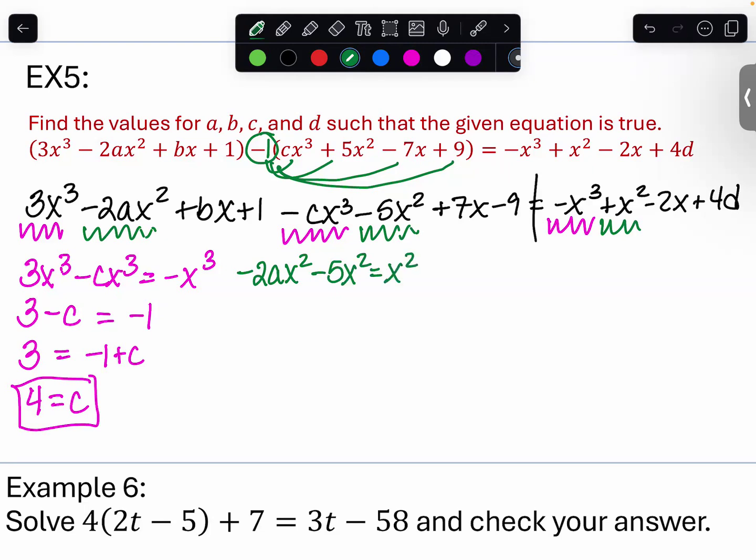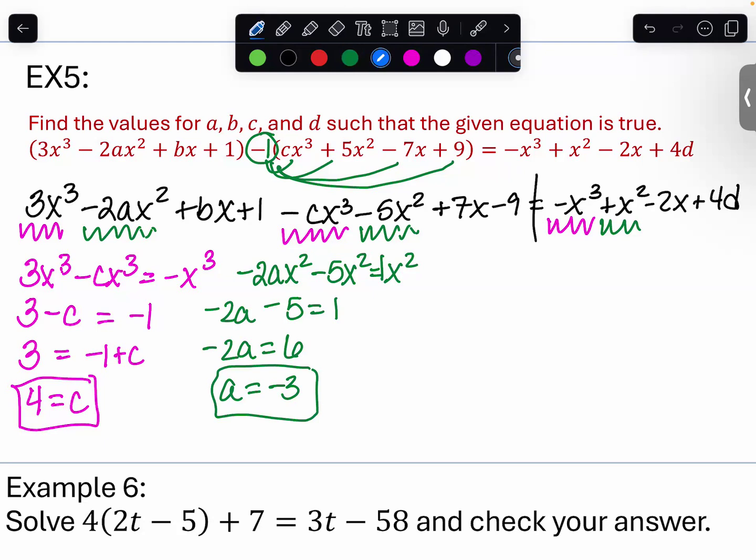Well, they're all in terms of x squared. Now I can get rid of the variables and say the coefficients have to match up. So negative 2a minus 5 is equal to 1 because there's a 1 in front of that x squared. Add 5 to each side to get negative 2a is equal to 6. Divide by negative 2, so a is equal to negative 3.